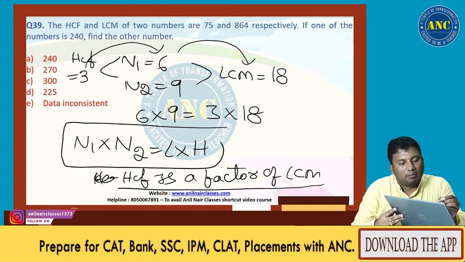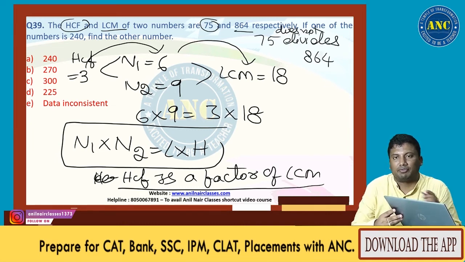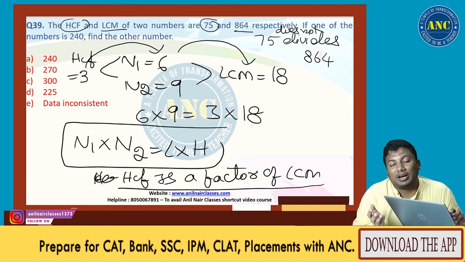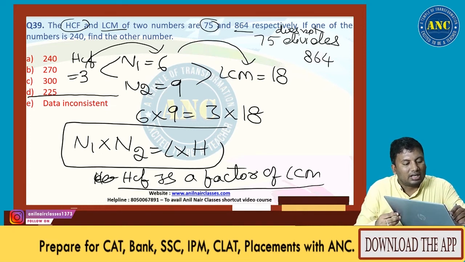Now see here, blindly they will use it. HCF is 75, LCM is 864. Does 75 divide 864? 75 does not divide 864. 75 is 5 into 15. For a number to get divided by 5, it should have unit digit 0 or 5. Answer for this question is data inconsistent.